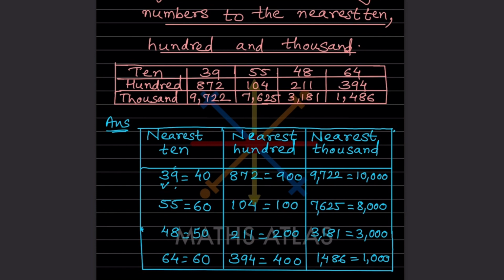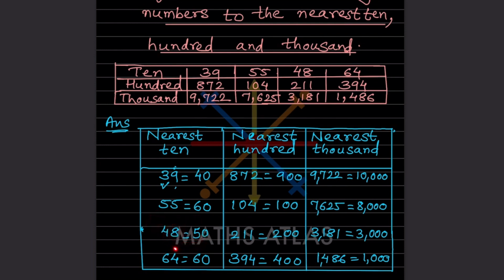Now look at here, 55. Nearest 10 means this one. So here this is the ones place. Ones place means 5. 5 means here you are going to put 0 but this you are going to put plus 1. So this becomes 60. Now 48. 48 means ones and tens. You are going to concentrate on this one but the very next number is ones. Ones is this 8, more than 5. So this will remain 0 but this is going to be 4 plus 1, that is going to be 5.